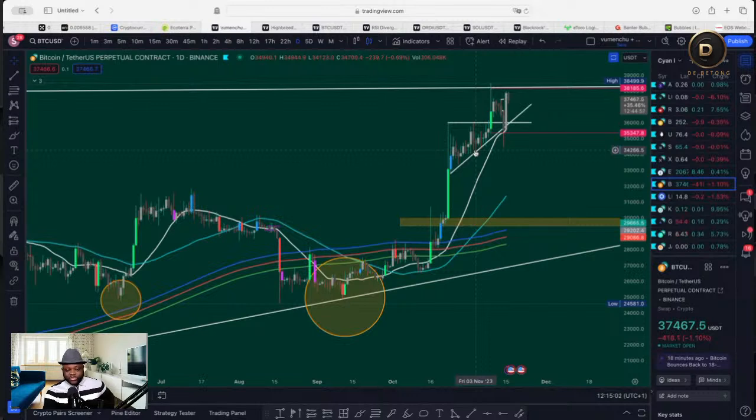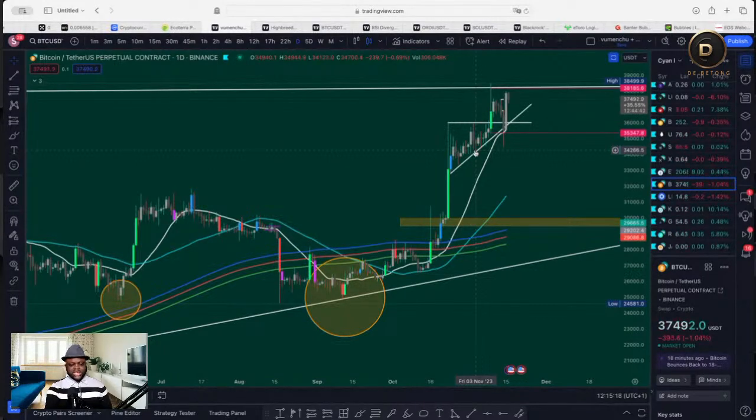Bitcoin will pump first, and then those altcoins are going to pump later. I always say this to you. So this can also give you an opportunity to look at your other altcoins. We're going to look at some of those altcoins today, but I want you guys to understand market structure.